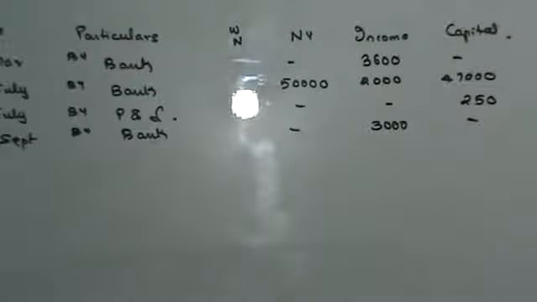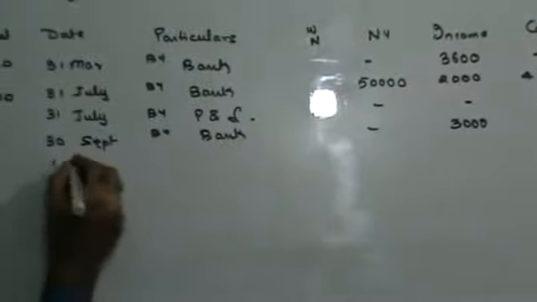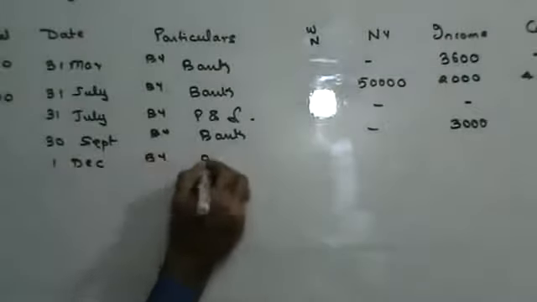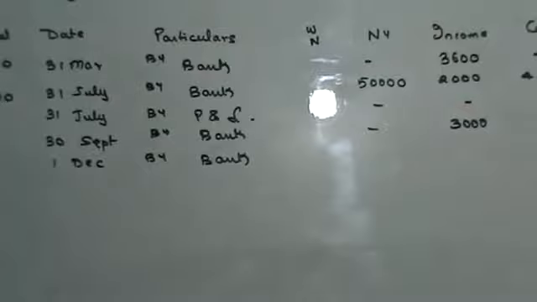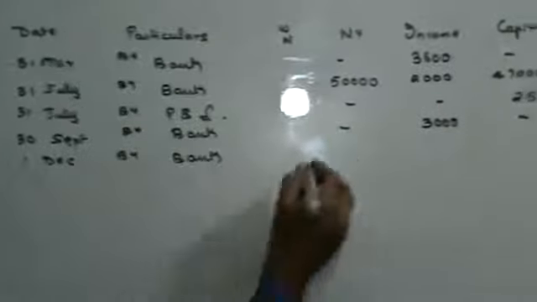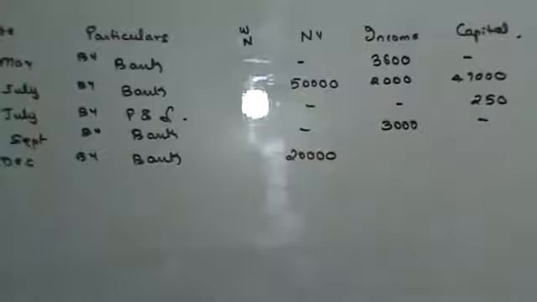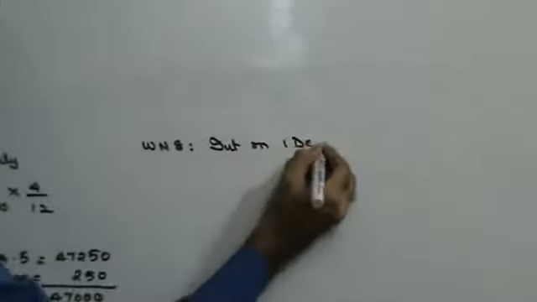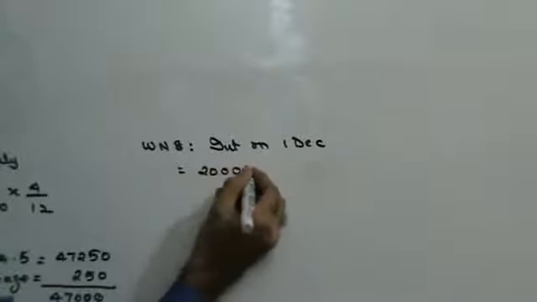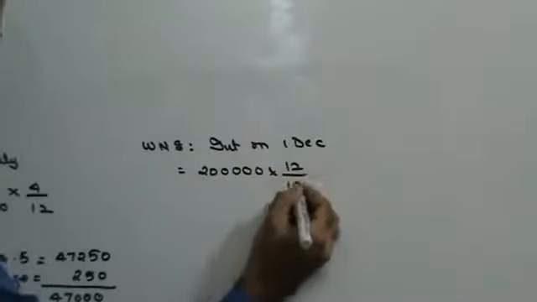Next. On 1st December, 20,000 of securities were sold for 96,000 cum interest. Debit what comes in, credit what goes out. Sold, that means it should be on the credit side. 1st December, by bank. I have sold securities of 20,000. Working note 8. Let's find out the interest. Interest on 1st December. I have sold securities of 20,000 at 12%.